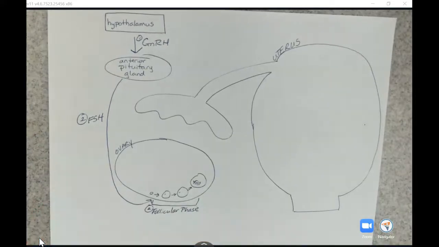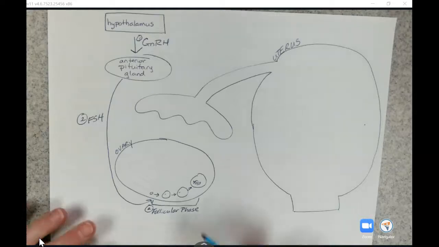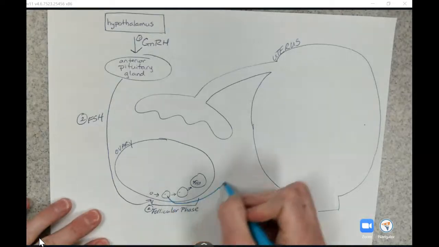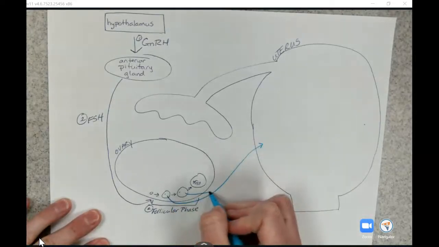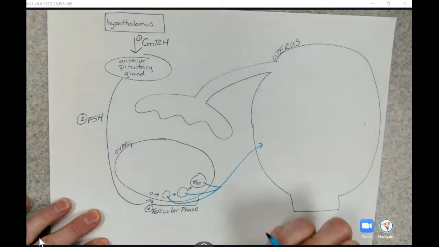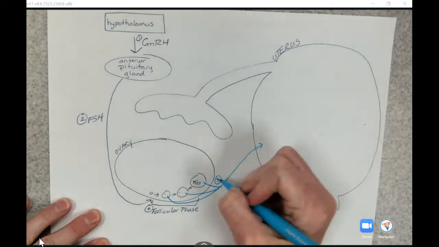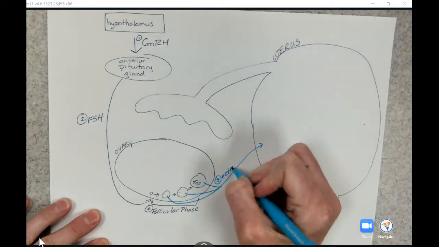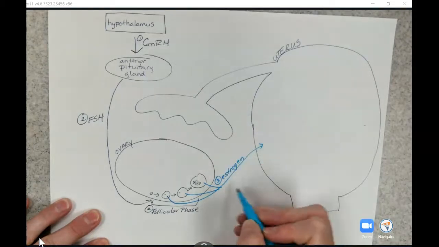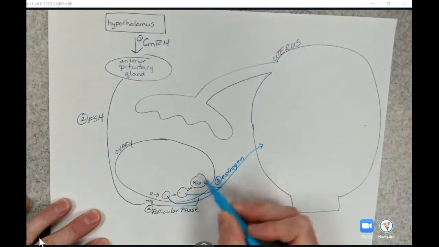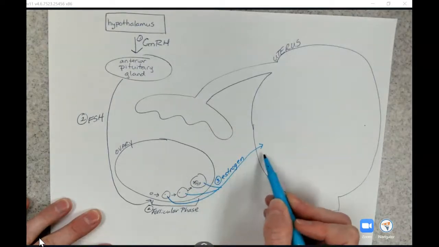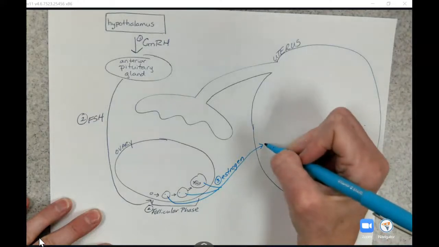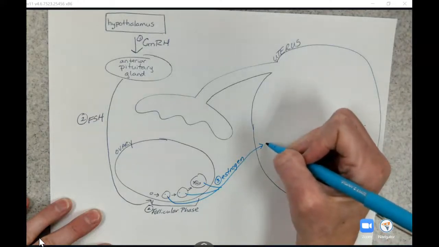And so you can see the follicle getting bigger and bigger. Because the follicle is getting bigger, what does the follicle actually produce? The follicle produces the hormone estrogen. So estrogen is going to travel from the ovary, from the follicle specifically, through the blood, and it's going to tell the uterus, hey, we should start generating or proliferating a new lining.